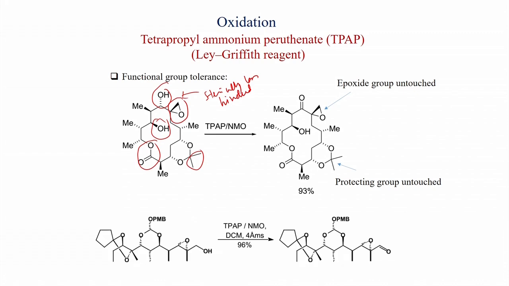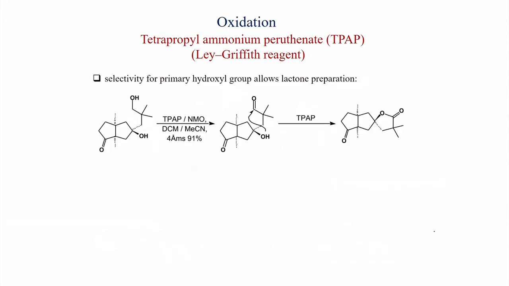Here also a complex molecule is present, where you can see there is an acetal motif, a ketal motif, and an epoxide. All these groups remain intact when this primary alcohol gets oxidized to the aldehyde with TPAP, NMO, DCM, 4 angstrom molecular sieve conditions, and it gives a very good yield of this product.